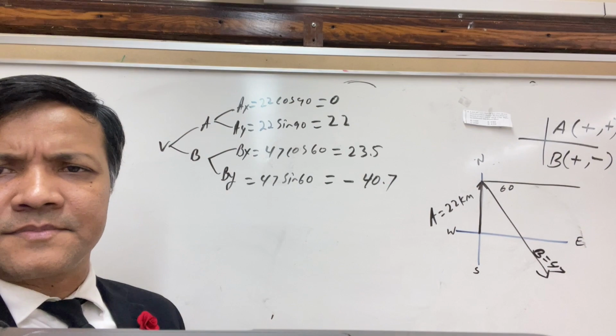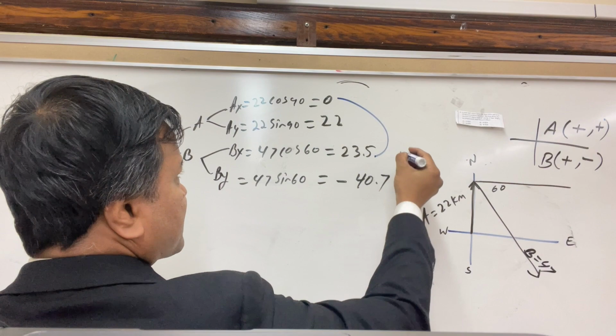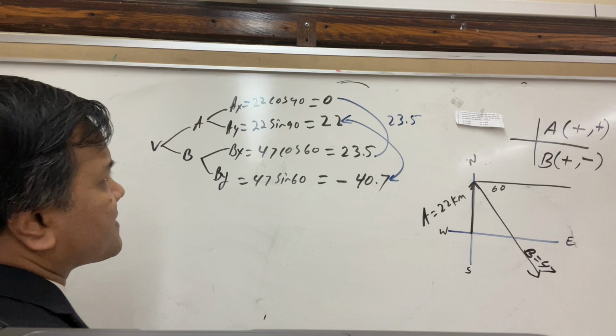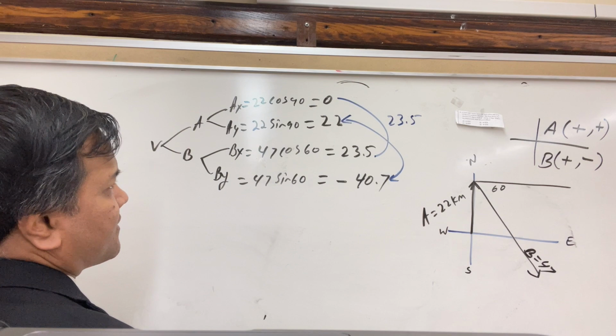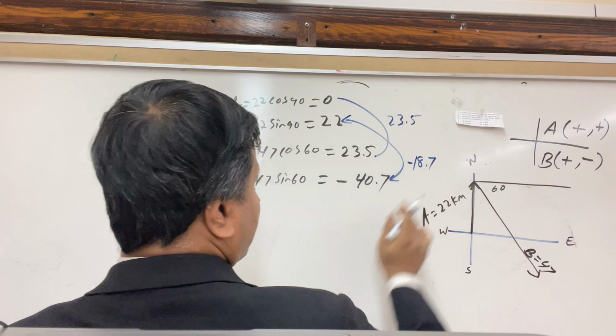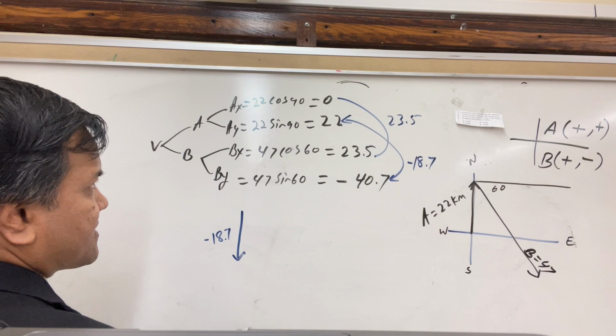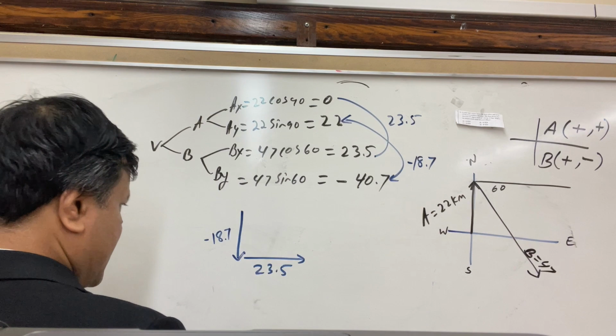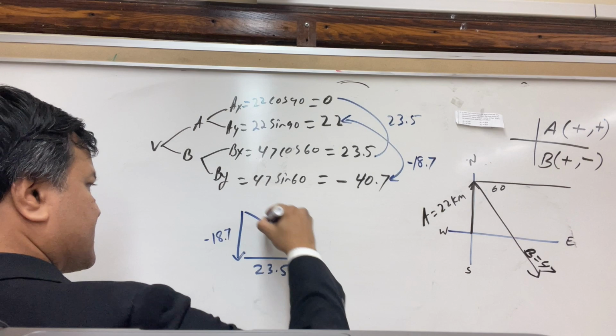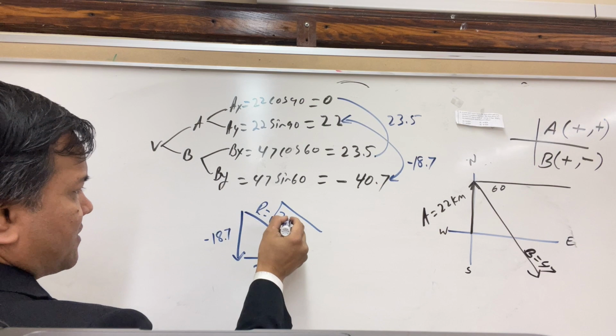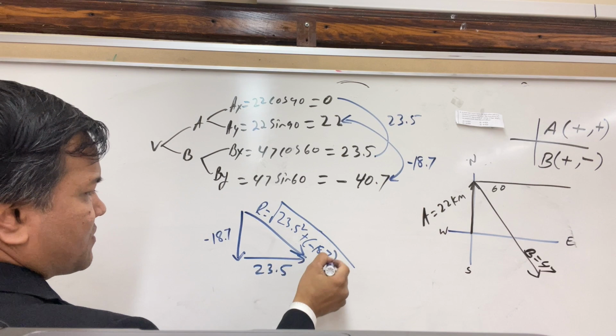Okay, so let's do the add. So this is 23.5 and this is negative 18.7. All right, so what does that mean? That means you have a vector, you have y is negative 18.7, and you have x is 23.5. And this is your resultant. Your resultant is the square root of 23.5 squared plus negative 18.7 squared, and that gives you 30.